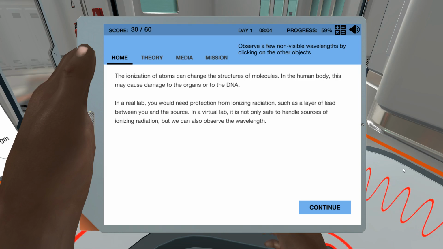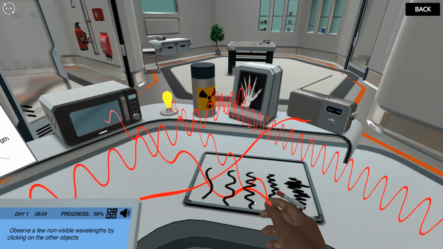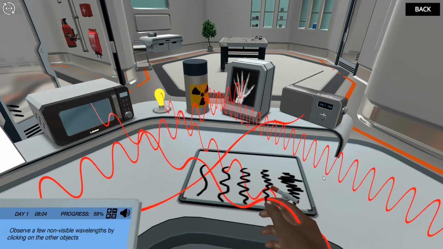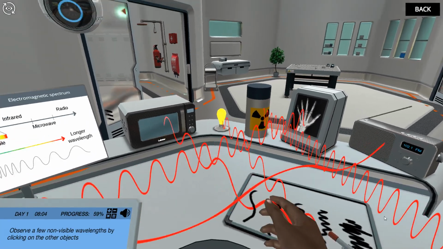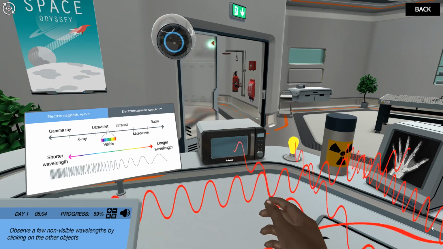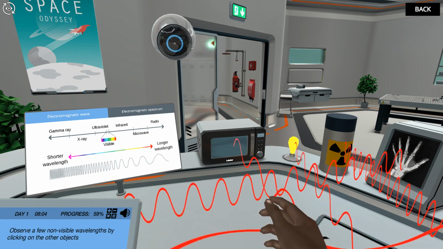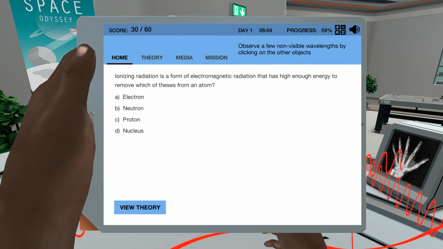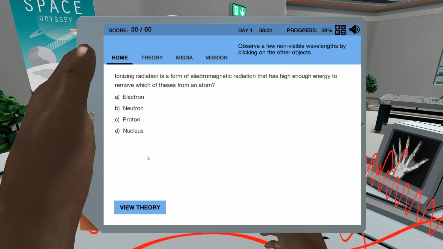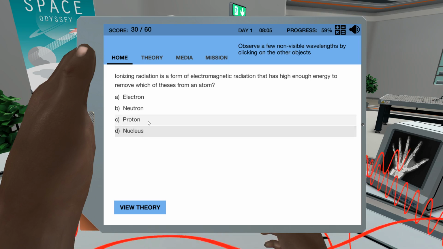In a real lab, you would need protection from ionizing radiation, such as a layer of lead between you and the source. In a virtual lab, it is not only safe to handle sources of ionizing radiation, but we can also observe the wavelength. Ionizing radiation is a form of electromagnetic radiation that has high enough energy to remove which of these from an atom?